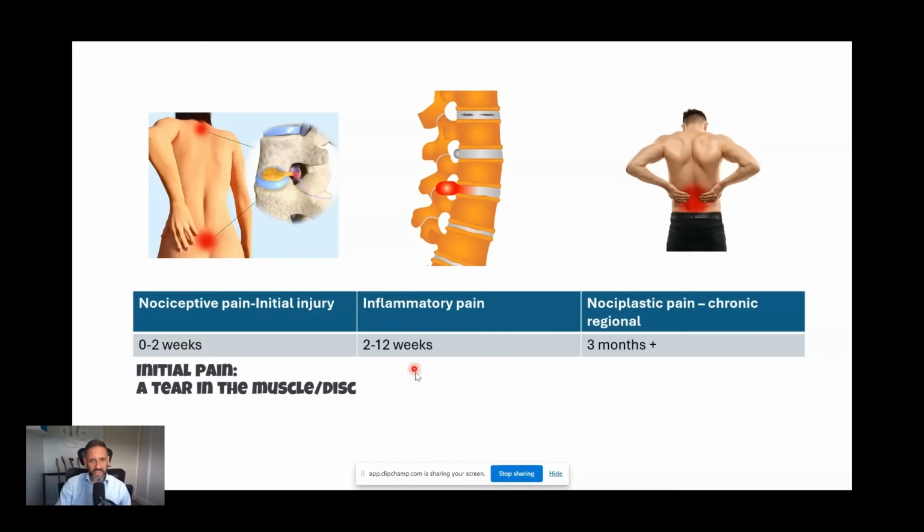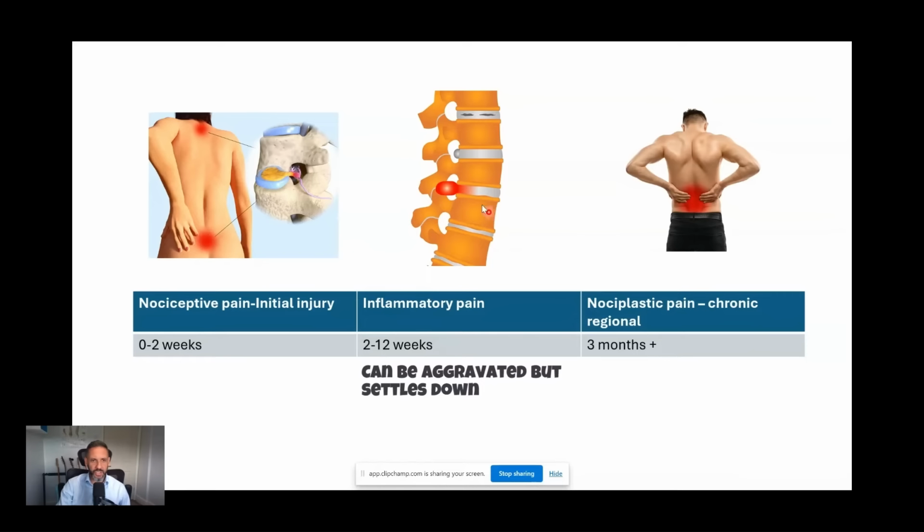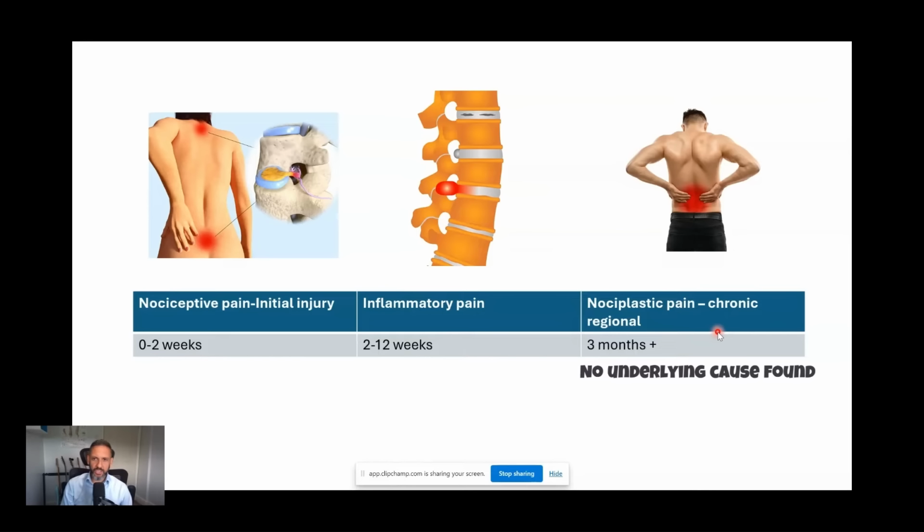In the background of that, and then persisting for another few weeks, up to 12 weeks or so, you then have the secondary inflammatory pain, so inflammation and swelling in that area, which causes a lot of the pain. It's usually not as bad as the pain in the initial 2 weeks, but it's there in the background, and things you do can aggravate it. And then in a lot of patients, that then settles down. And then what we're left with in a subset of patients is what we call nociplastic pain or chronic regional pain. By definition, that's at this point where you don't find an underlying pathological cause.